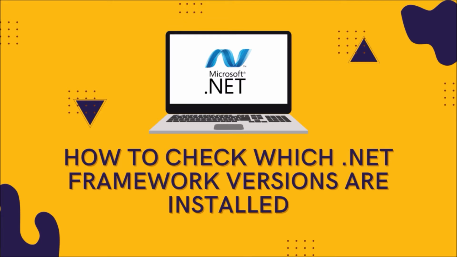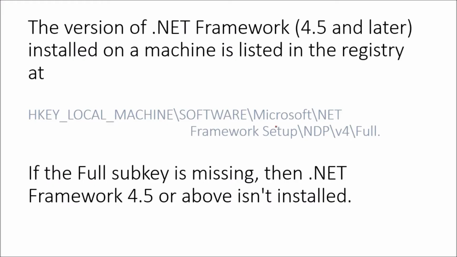In this video, we are going to see how to check which .NET framework versions are installed on Windows 10. So there are different ways to check the version. I'm going to show you how to check it by using Windows registry. The versions installed on your machine are listed in Windows registry at the given path.